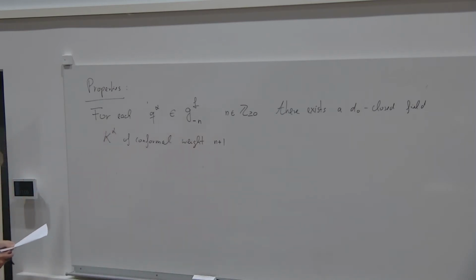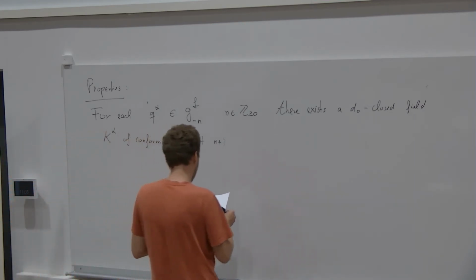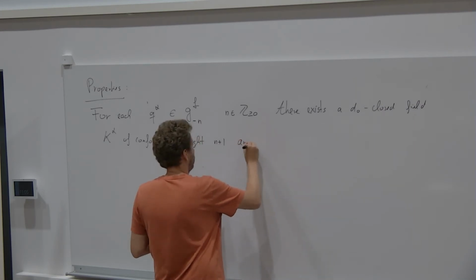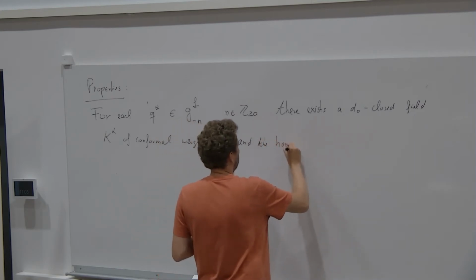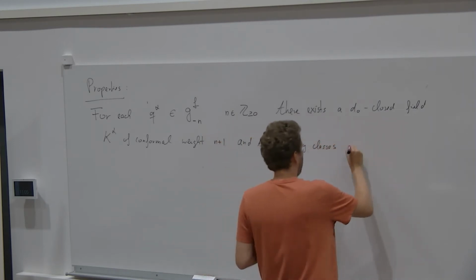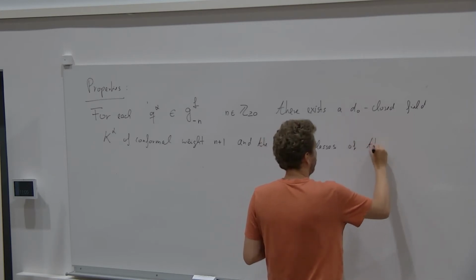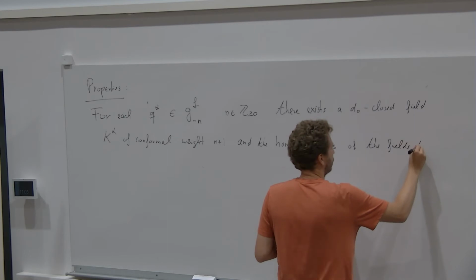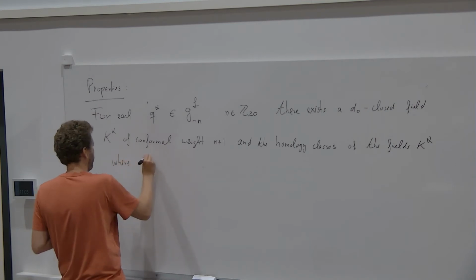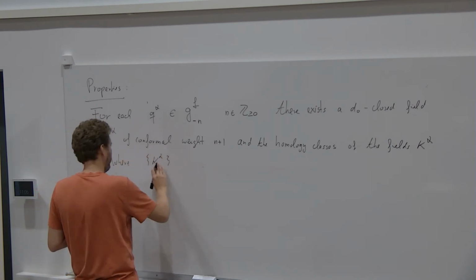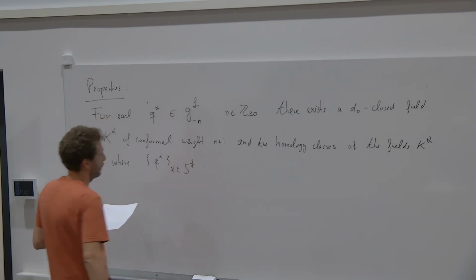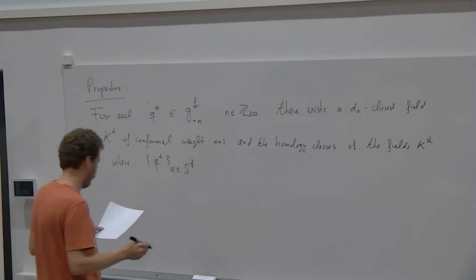And the homology classes of these fields K alpha, where the corresponding Q alpha give us a basis of the space of lowest weight vectors of G.